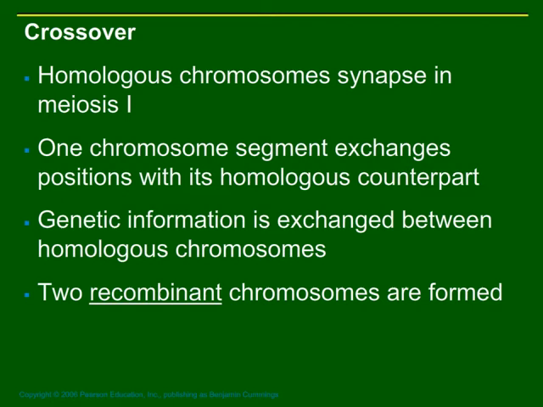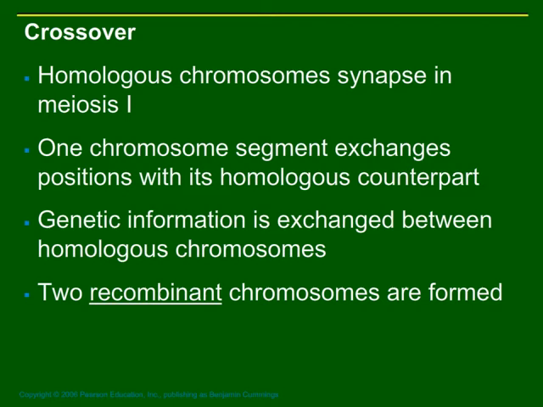Now we're going to talk about a third factor that increases the amount of genetic variability among gametes even more, and this process is called crossing over. So remember that meiosis involves two sets of divisions. We have meiosis I and meiosis II. Well, during meiosis I, some pretty strange stuff happens.